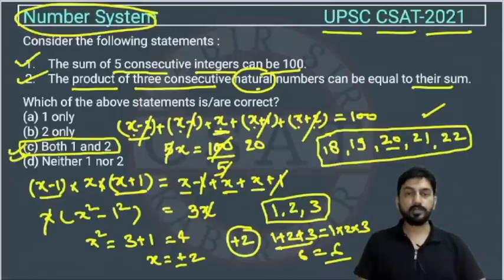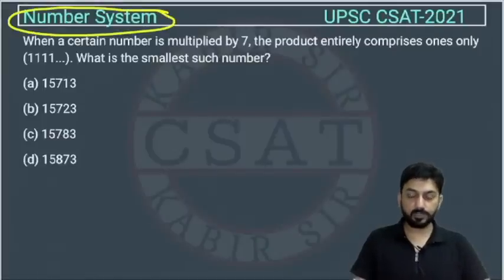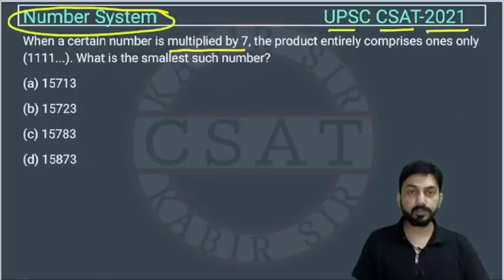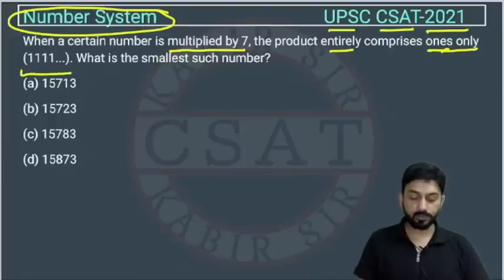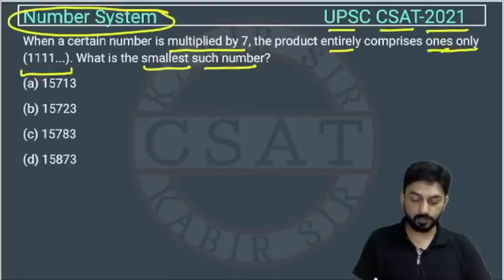Okay. This is a question from chapter number system asked by UPSC in CSAT exam of 2021. When a certain number is multiplied by 7, the product entirely comprises ones only, right? So in the form of this, right? What is the smallest such number? So we have to find the smallest such number. So suppose there is some number, suppose x, when it is being multiplied with 7, so we are getting ones in this format, right? So we have to find the smallest number.